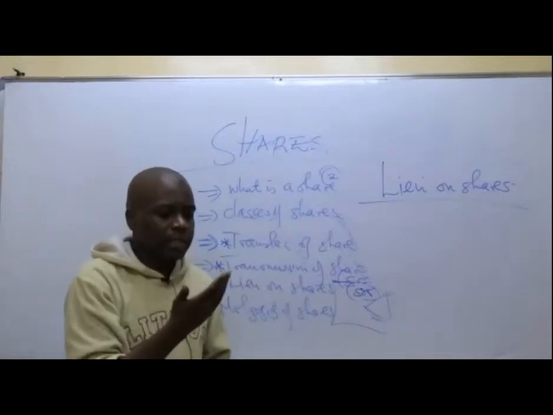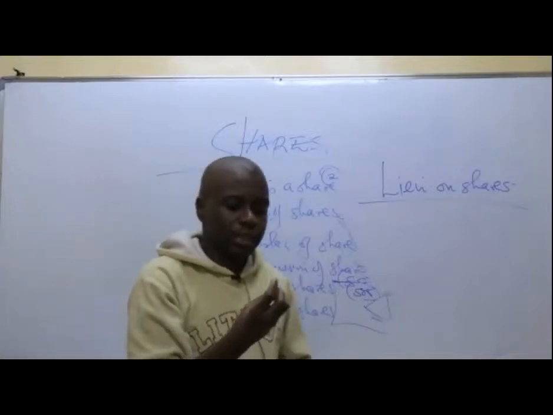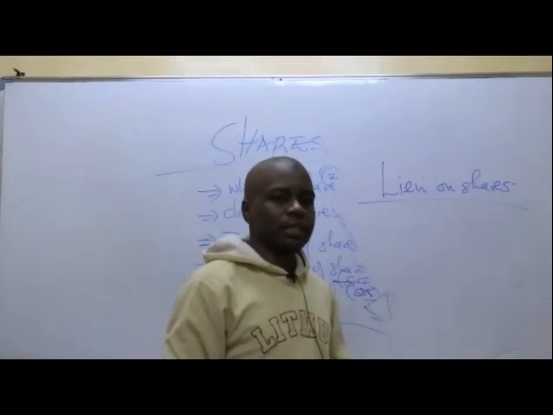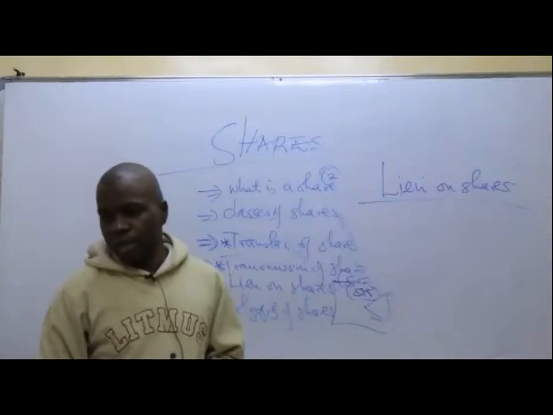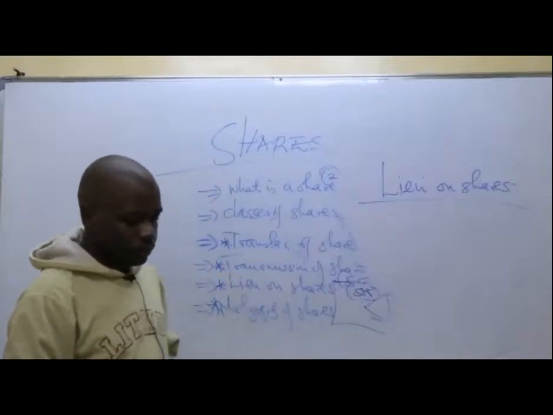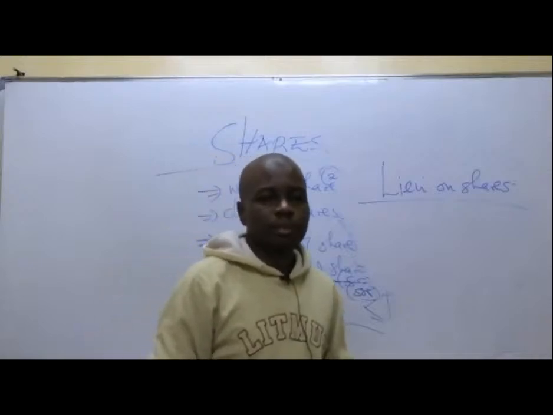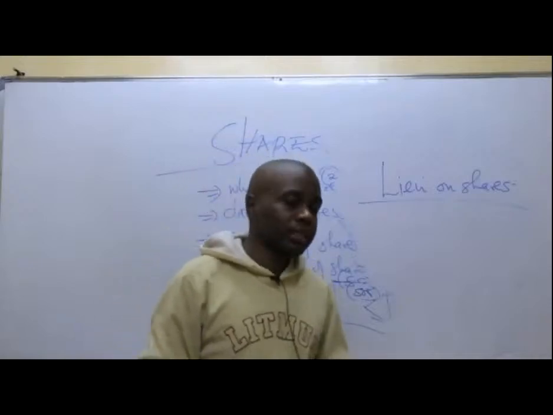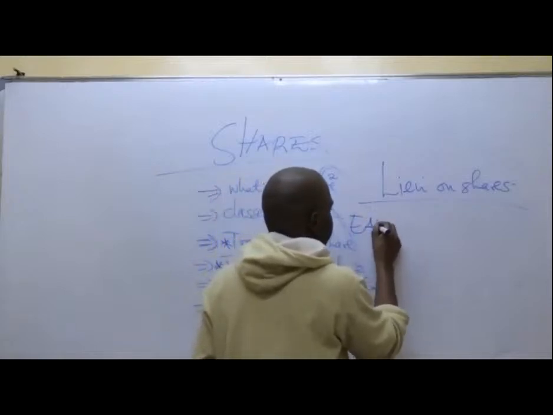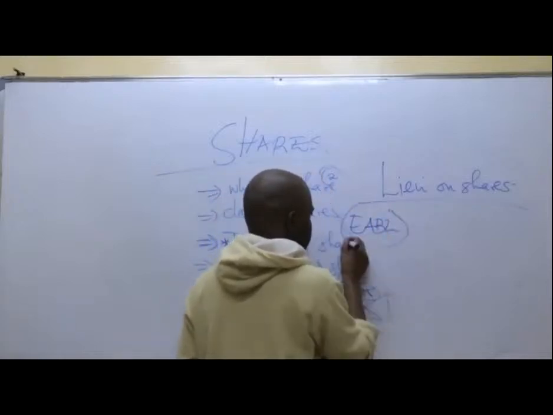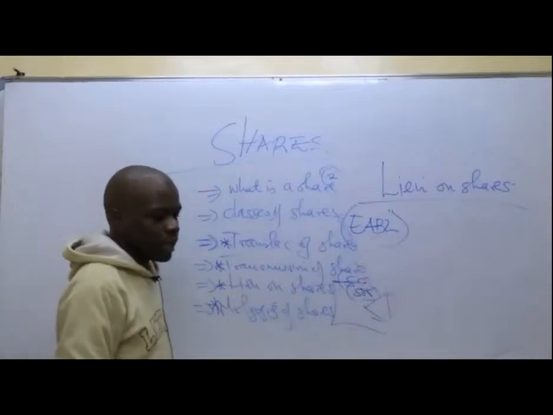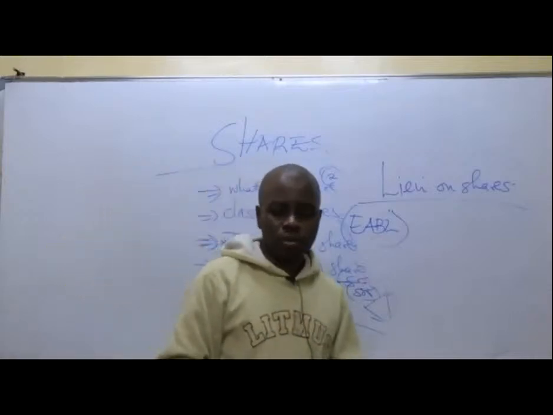This is simply the right of the company to be able to withhold the shares of a shareholder of a company, for example, if this shareholder is indebted to the company. We were giving an example, I think last time we talked about Regina, that Regina has a very big bar and restaurant in town. Regina is also a shareholder in a company known as EABL.